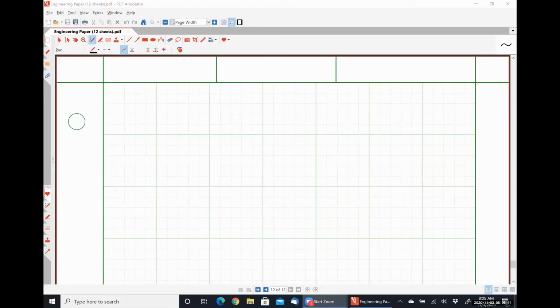All righty. First page. Go to the first page. There we go.